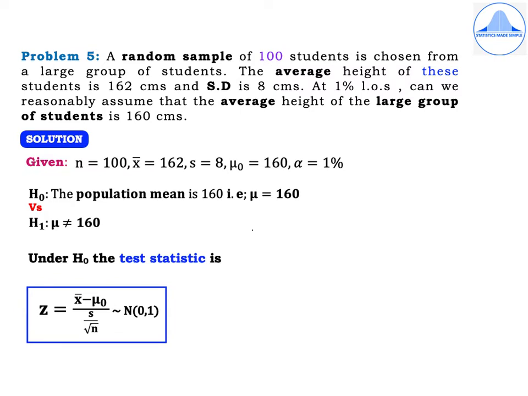So let us get the four values which we need. Under solution, write given. From the first sentence, you get n equal to 100. From the second sentence, we get the other values.